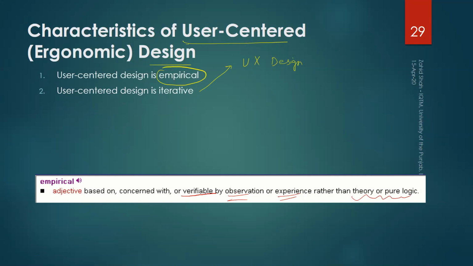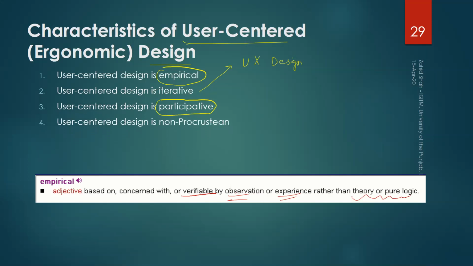If you read the history of, for example, the first iPhone, how it was designed, or even the first computer, how it was designed, it was a series of activities that were performed until the final design was reached. User-centered design is participative. You need the involvement of relevant stakeholders. Their input is very important. And other than relevant stakeholders, you also need the input of people from different fields, as we saw in different definitions of ergonomics. User-centered design is non-Procrustean.